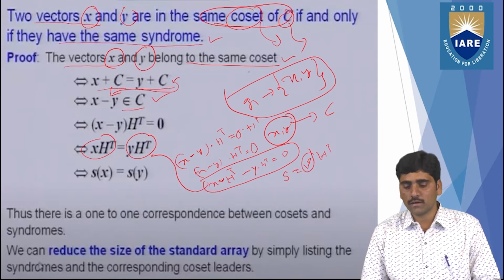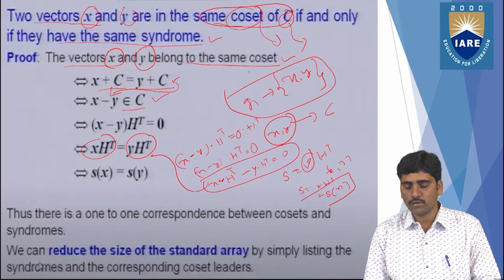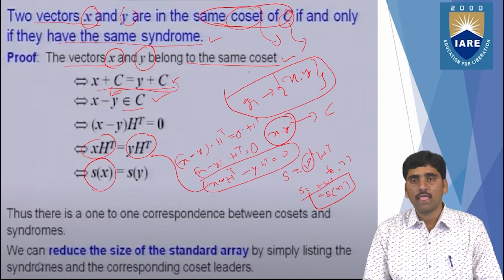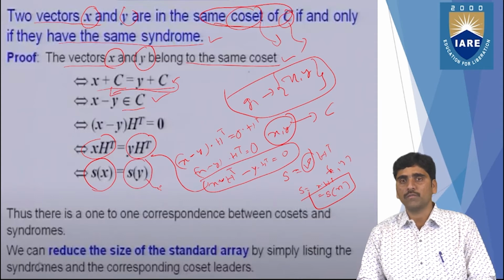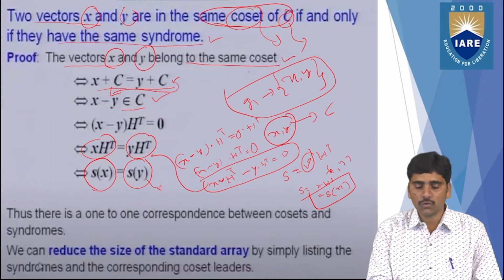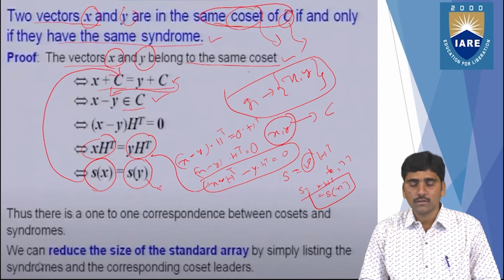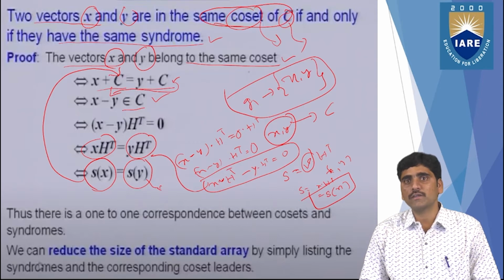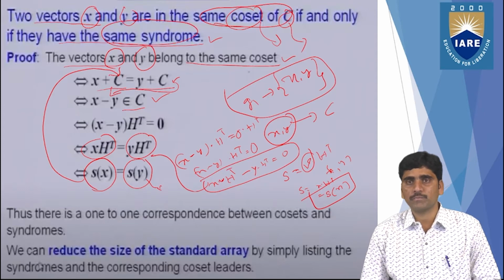This V is the vector which contains either x or y. So you can write S equals x H transpose, and that you can write as S of x. So this is what we wrote here. S of x is one syndrome and S of y is also one syndrome. So those two syndromes of the vectors will occur in the same group of the coset. That will conclude that the two vectors in the same group will have the same syndrome.